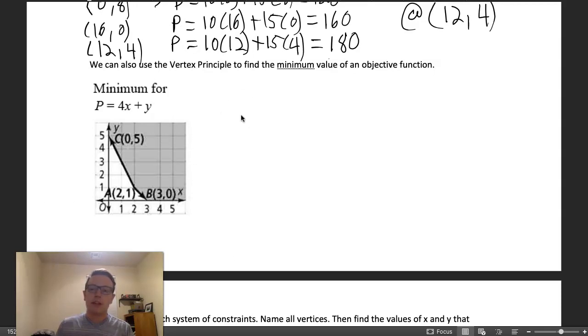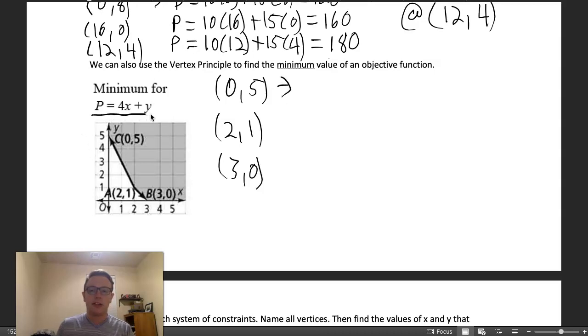The smallest possible value, well, let's find this out, could occur at 0, 5, could occur at 2, 1, or it could occur at 3, 0. And how do we check? Well, we substitute these values into our objective function, or our cost function. So we're going to say p is equal to 4 times 0 plus 5, or the top point here, c, will be 5.